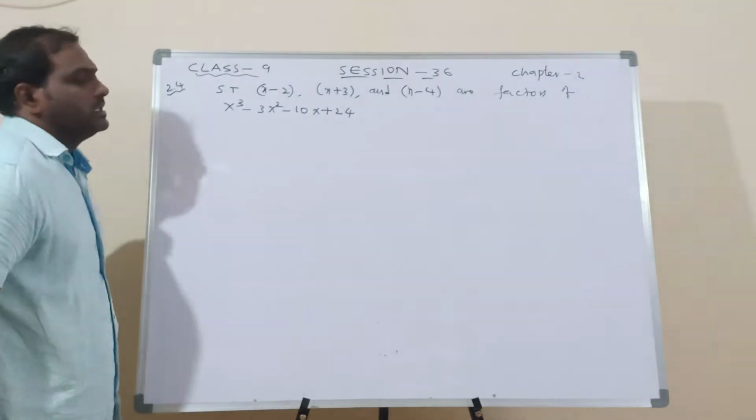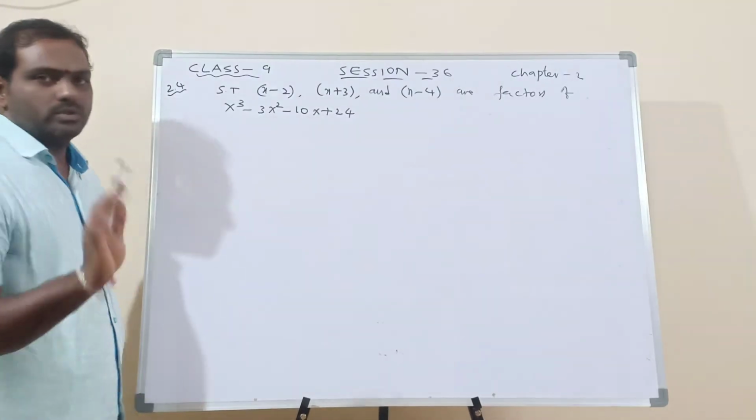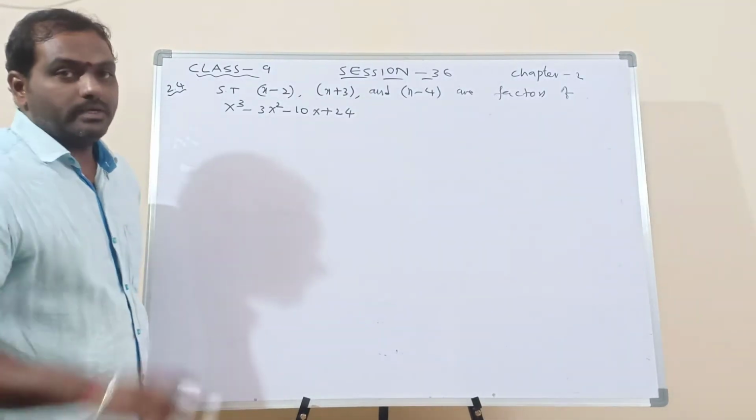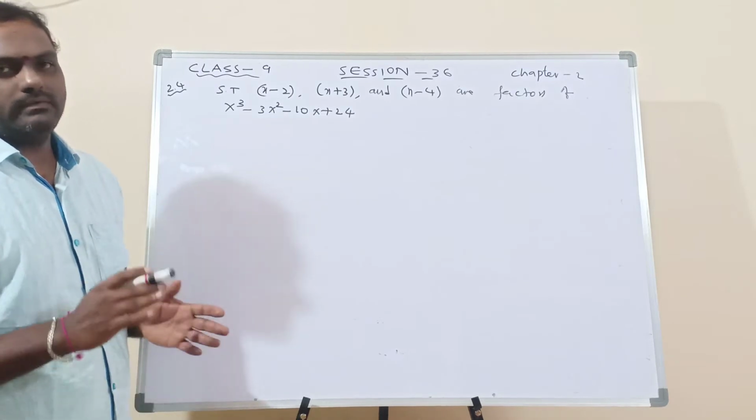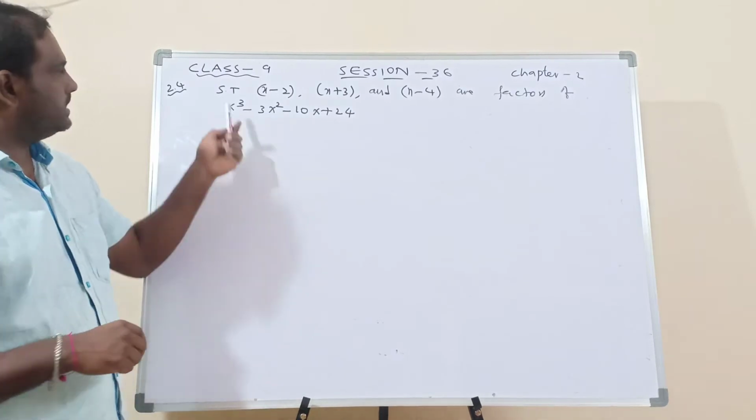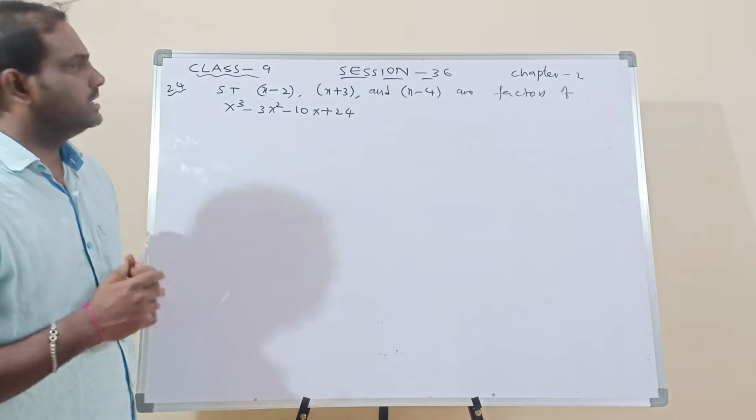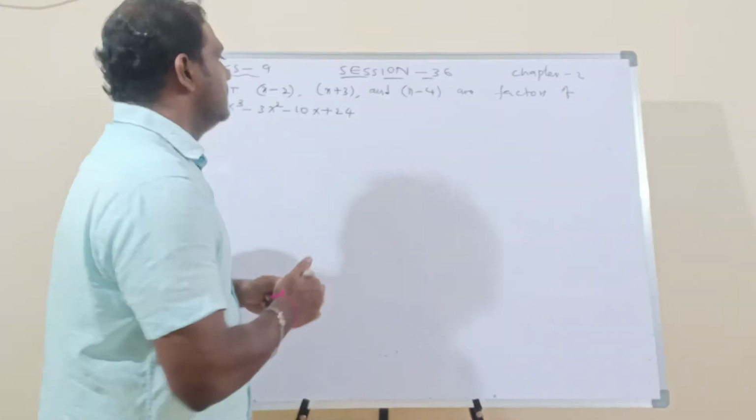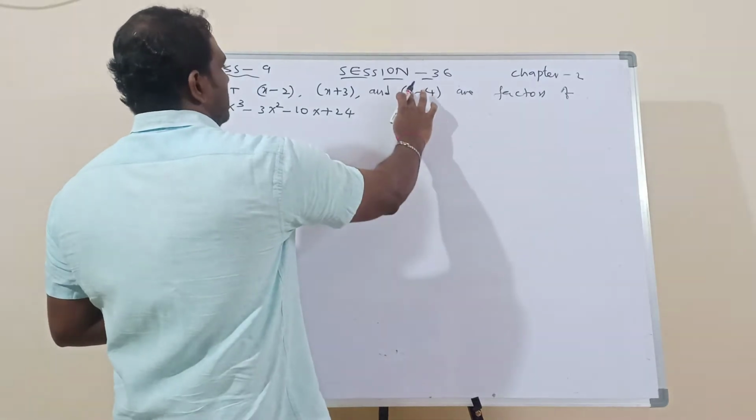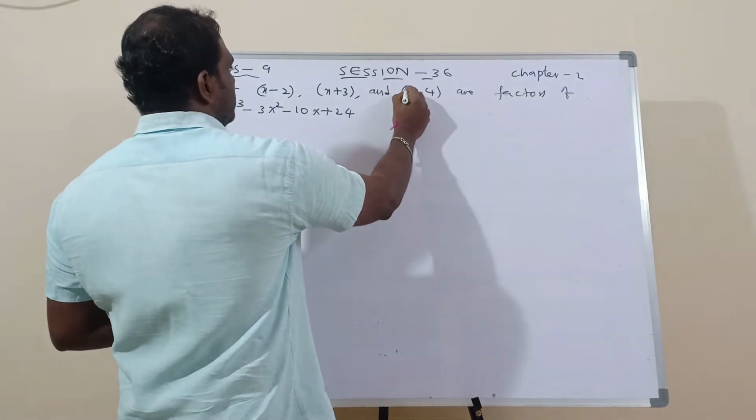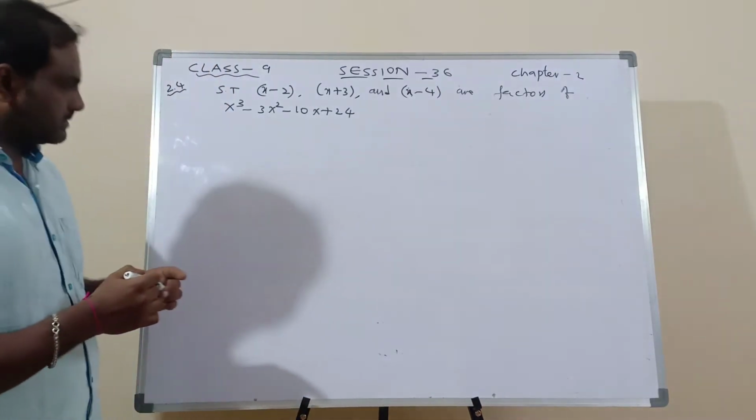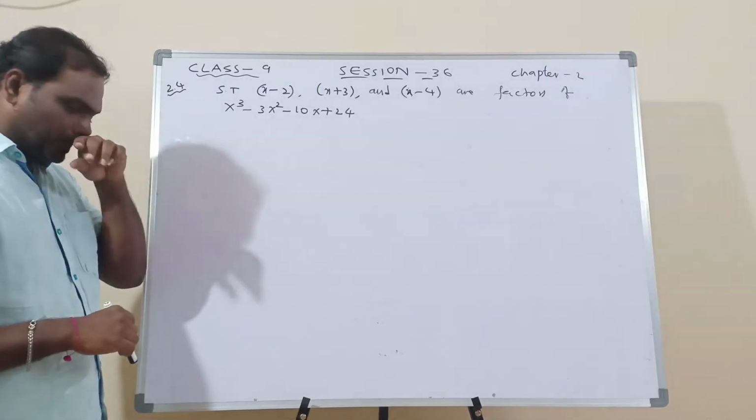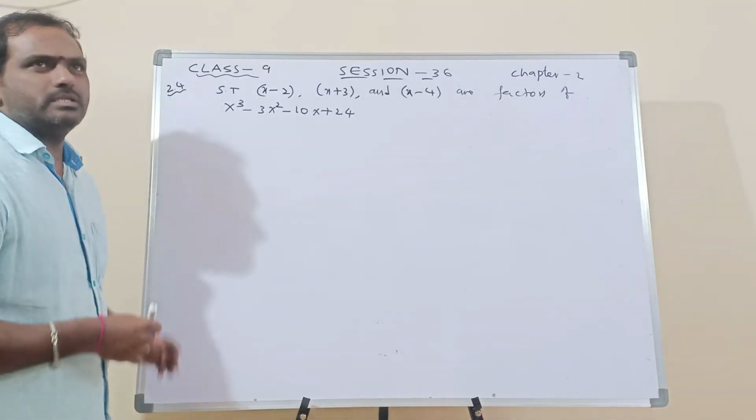The question is: show that. Show that means it is already given. The previous question was to check whether they are factors or not, but here it's clear: show that x minus 2, x plus 3 and x minus 4 are the factors of x cube minus 3x square minus 10x plus 24. So it's already given that it is show that.